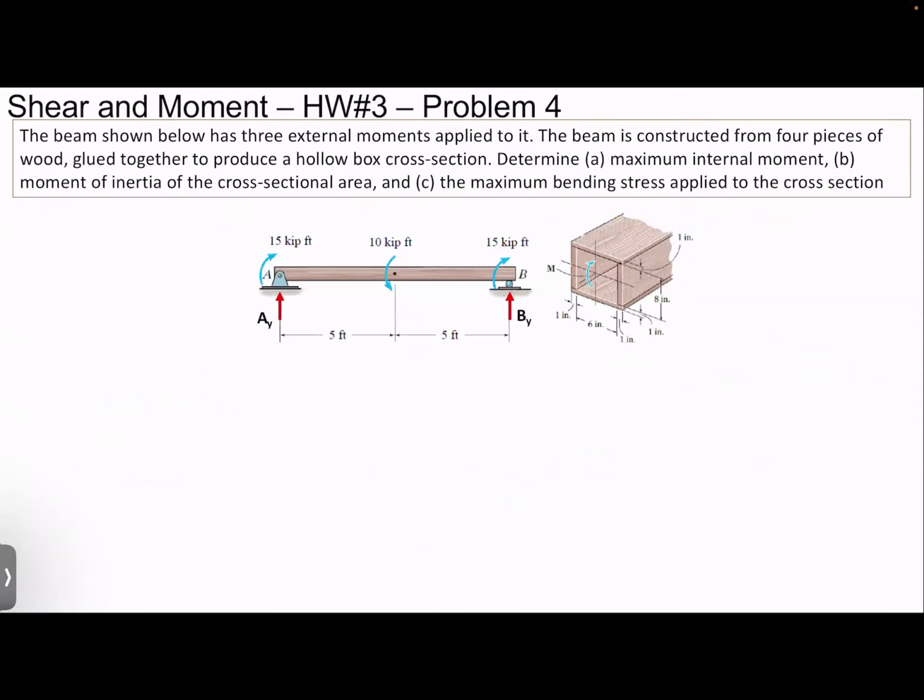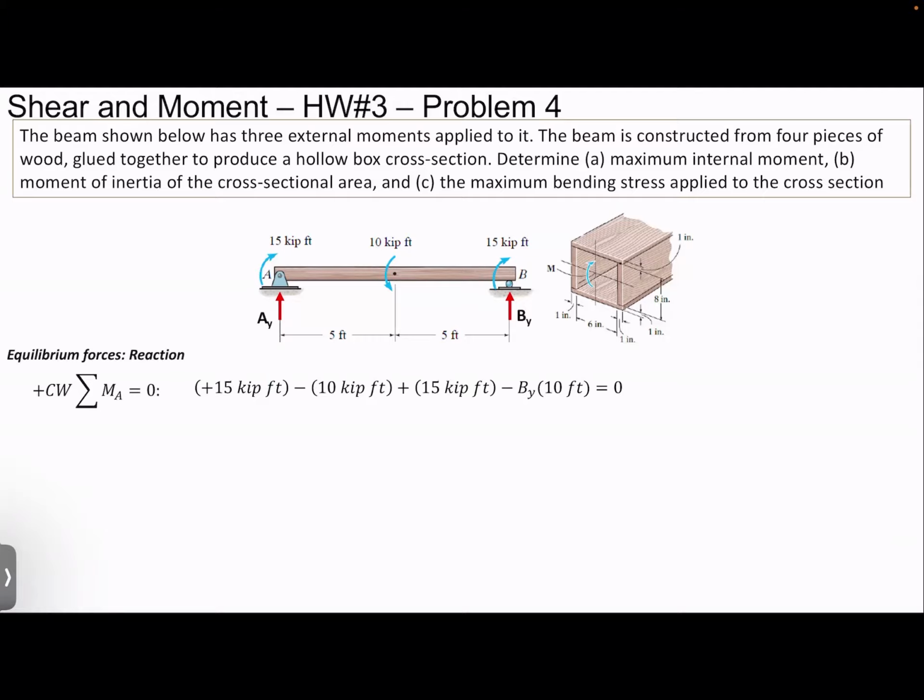Okay, fun. Let's look at another fun one with more external moments here. This is that crazy box one. All we have is external moments applied. So we have a clockwise 15, counterclockwise 10, and a clockwise 15, and then we're given the cross section there too that I'll summarize and make it look prettier. So for the same steps as we've done before, let's do the equilibrium so we can find the support reactions at AY and BY.